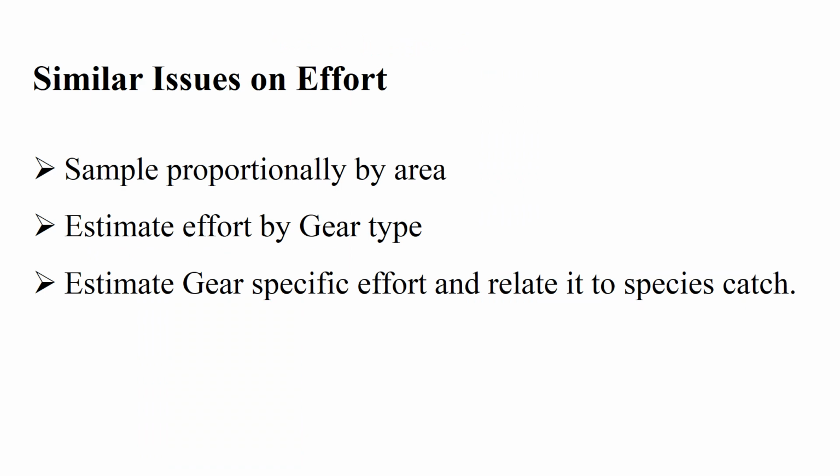We also have different issues with effort. These are basically sampled proportional by area. Your effort in that region means how many boats are operated in that particular region. That is area to effort, and then estimate the effort by gear type. Each and every gear type is estimated differently. So gill net is different, trawl net is different, purse seine is different. Estimating the effort by gear type is very important, and we estimate the gear-specific effort and relate it to species catch. So effort must be species specific.